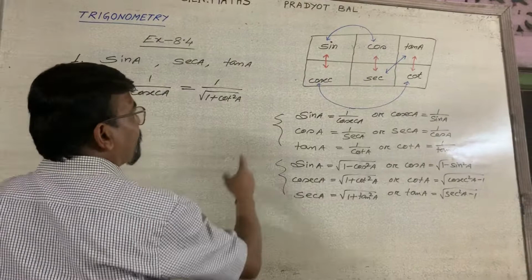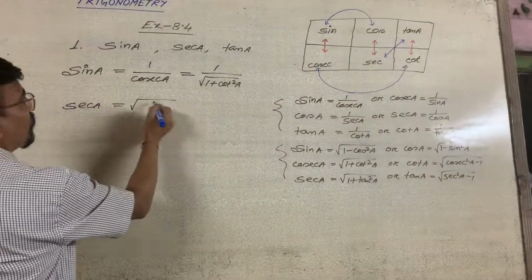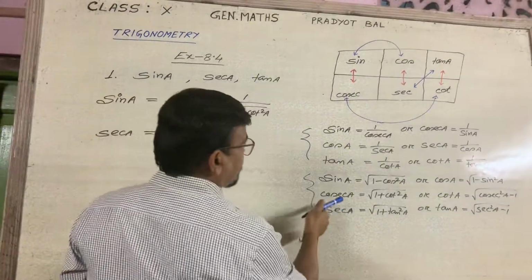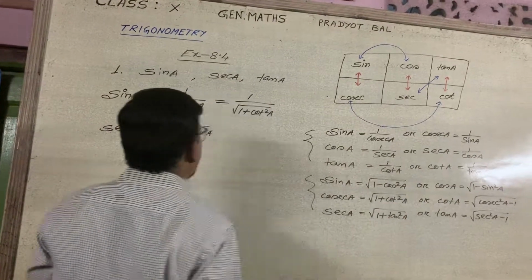So what is the relation from sec to tan? It's blue color, that means identity. Sec A is equal to root over 1 plus tan square A. Where from? This. Sec A is equal to root over 1 plus tan square A.